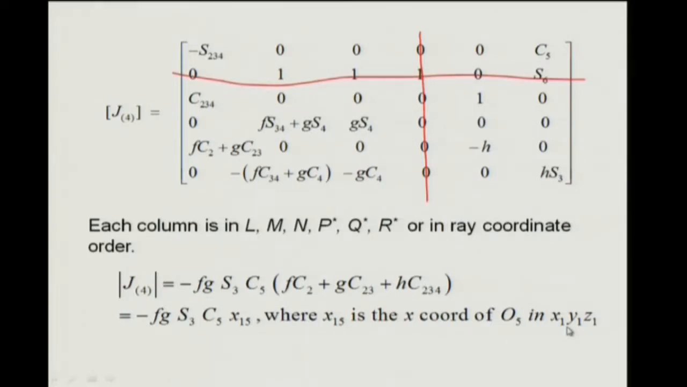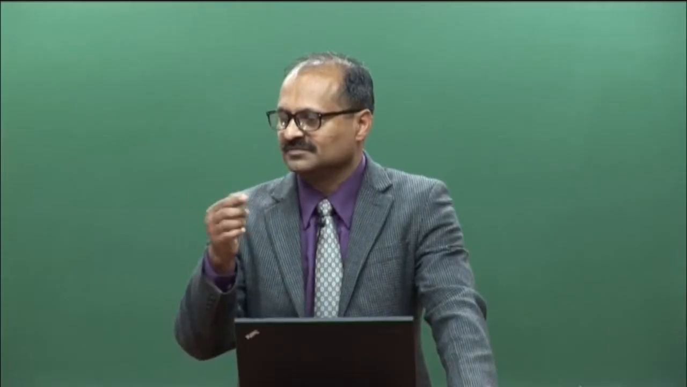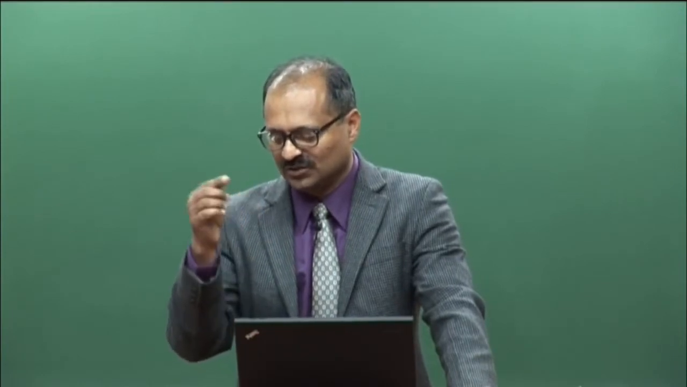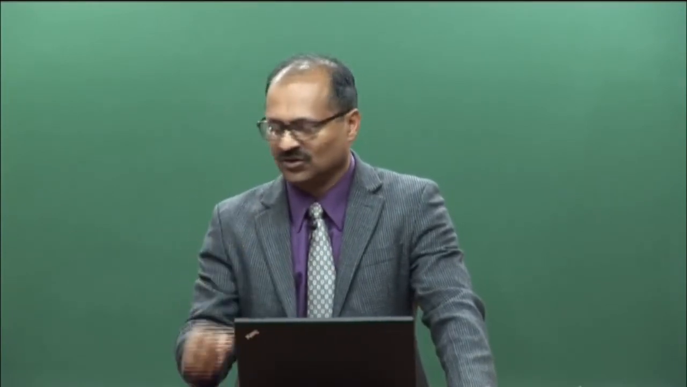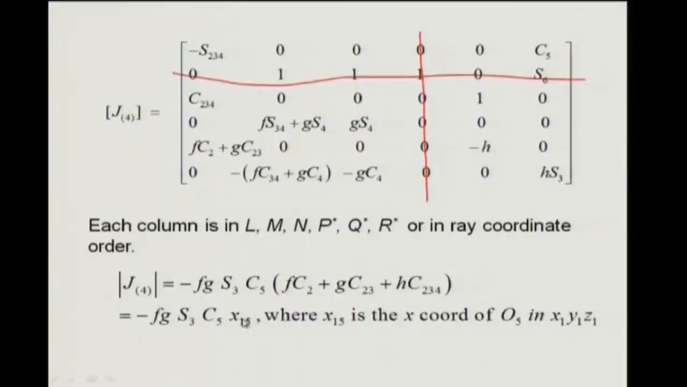Now this has implications. This being equal to x15 essentially means that if you are multiplying out the matrices 1, 0, 2, 1 in order, then you can easily find out what this term x15 is, the x coordinate of O5 in x1, y1, z1. You don't have to work very hard to find out what the term is. If you have a DH representation of the robot, you can quickly calculate the determinant without physically evaluating the determinant of this matrix, which in general would have been very large.